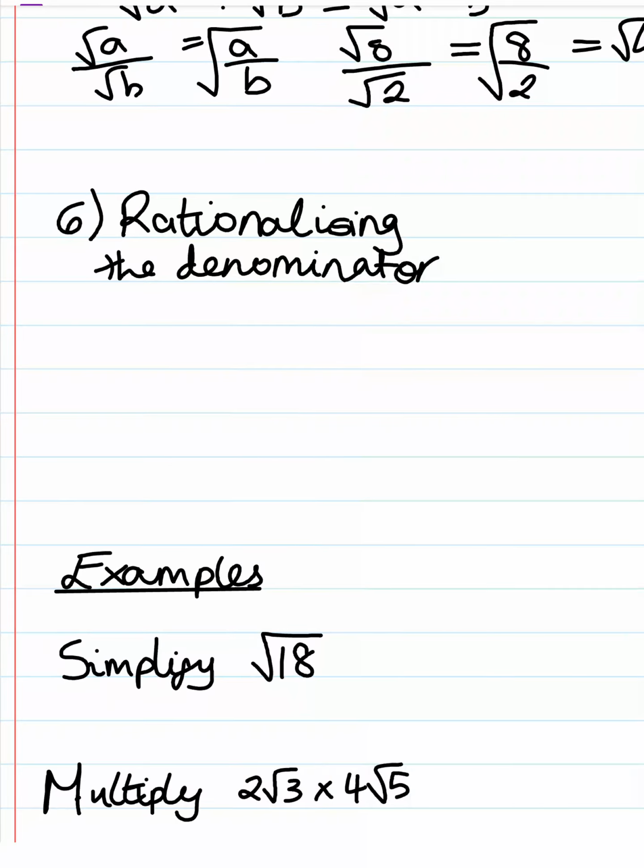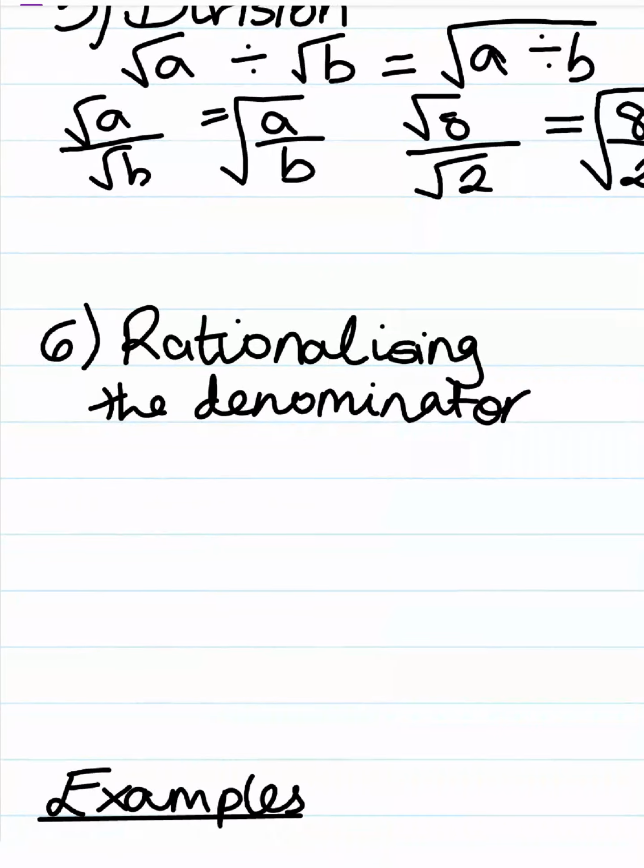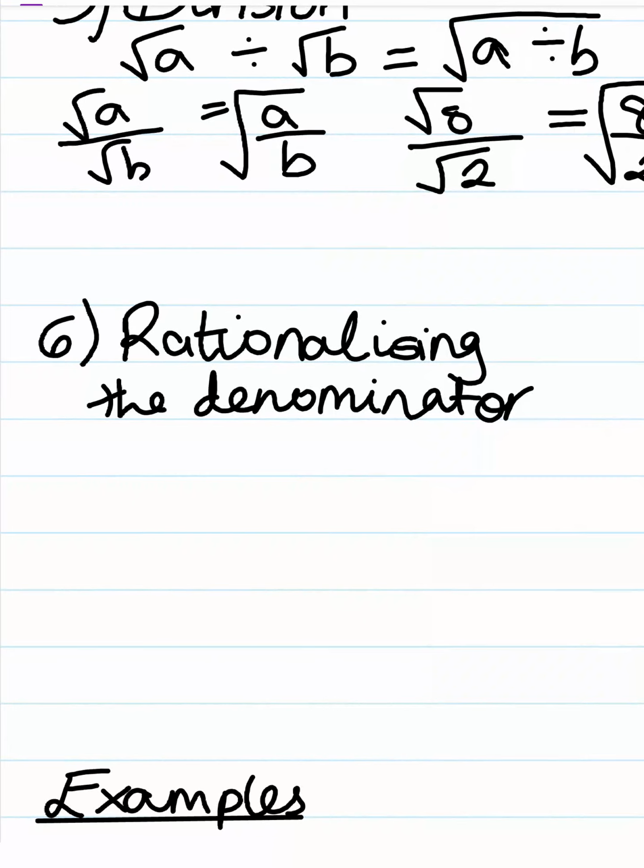Our final rule is rationalising the denominator. A general rule of thumb is that we don't like surds on the bottom of a fraction. So the way you get rid of it is by multiplying the top and the bottom by the surd itself. So here we times the top and the bottom by the square root of 3.